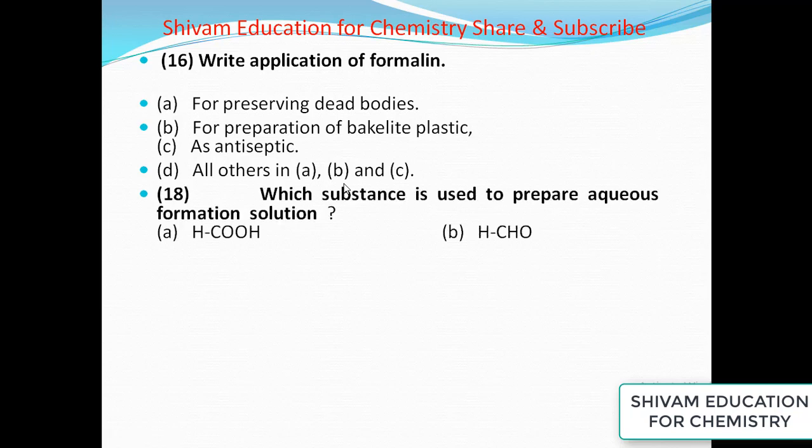Now question number 18. Which substance is used to prepare aqueous solution of formalin? Here a printing mistake is there, formation of formalin solutions. Now formalin is prepared with formaldehyde, and you know the formula of formaldehyde well, HCHO. It is known as a one-carbon-containing aldehyde, IUPAC name methanal, and its aqueous solution is known as formalin. So formalin can be prepared with the help of this B.